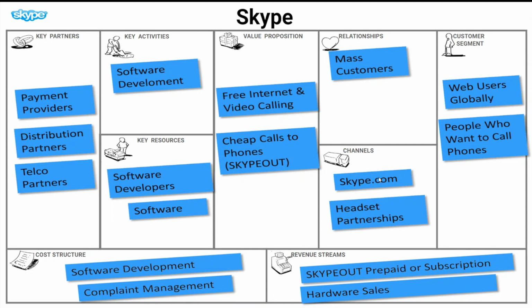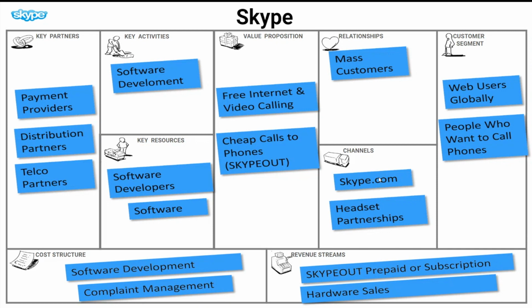Who are the partners? The partners are payment providers, because I'm going to have online payment gateways. Then distribution partners, the people I work with, for example on headset partnerships, who are actually distributing my subscription and my product to the mass customer, the mass public. And number 3 are the telco partners. Telco partners could be for licensing, for legal matters and so on, so that the telecom partners are in line with what Skype is bringing to the market.